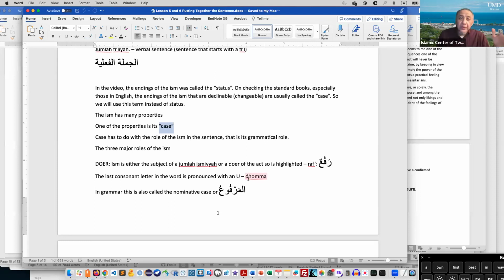Now, this case, in technical terms, is also called the nominative case. Don't worry about that fancy word, but in case you come across it, it's called the nominative case, which in Arabic is the marfu' case. Rafa is in that. So if you notice, that's rafa right there. So marfu' means the nominative case. This is the case that involves rafa. So that's called marfu'.